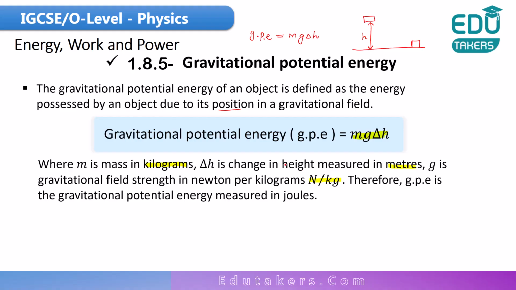Therefore, can you tell me what would be the unit of the gravitational potential energy? As it's a form of energy, simply it's measured in joules. Therefore, the gravitational potential energy is measured in joules. Joule is the unit for gravitational potential energy or any kind of energy. By this formula, you can relate the gravitational potential energy with the height.